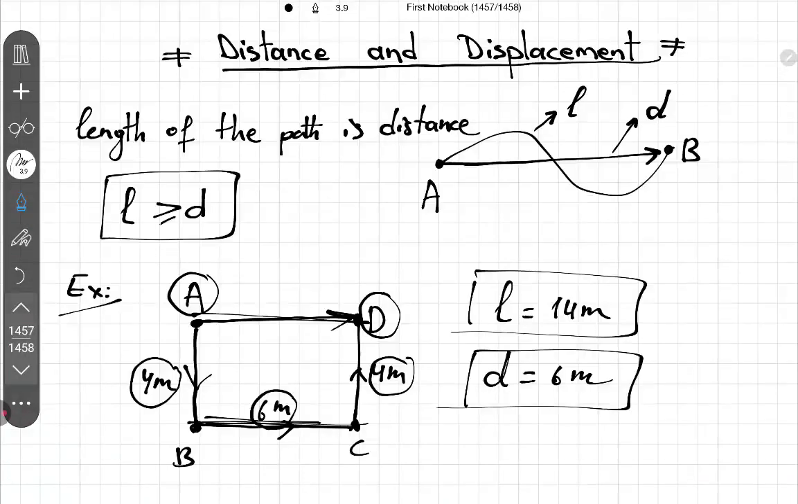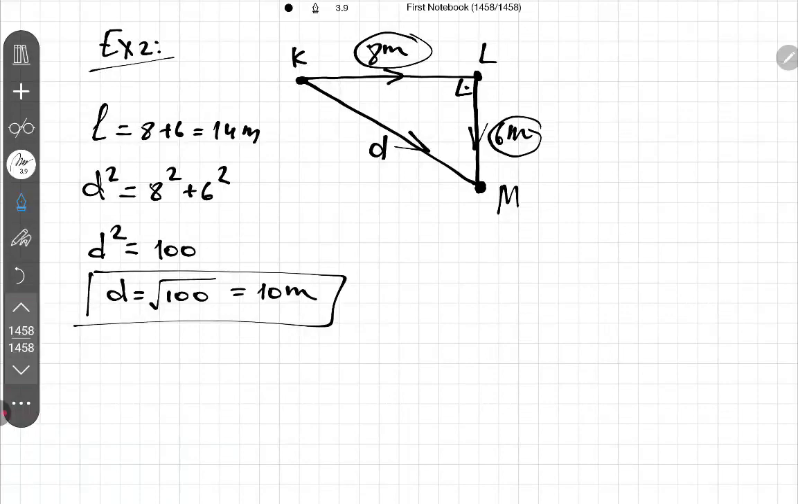And in both examples, you can easily see that the length of the path, the distance, is greater than the displacement. In the second example, we see the same thing. The length of the path is 14 meters, but the displacement is 10 meters, and the distance here is also greater than the displacement.